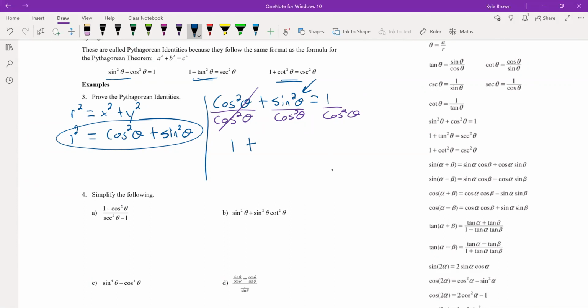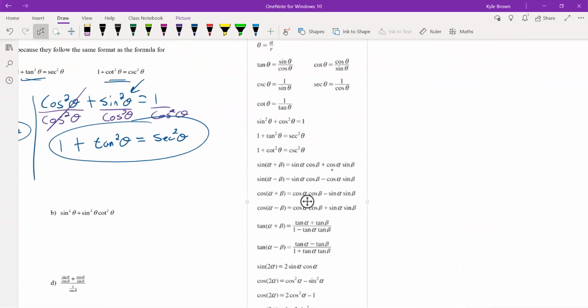Well, sine over cos is tan. So if it's sine squared over cos squared, that's actually just tan squared theta. And then 1 over cos theta is secant theta. So 1 over cos squared is secant squared theta. And there you go. There's our next identity.